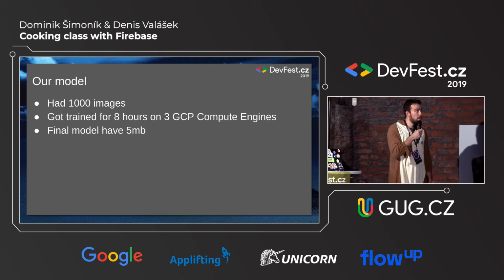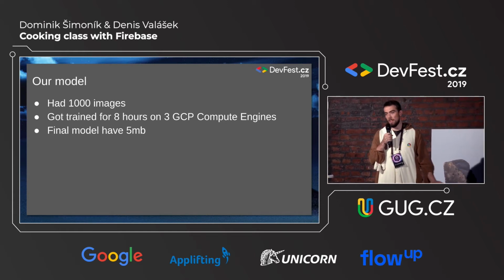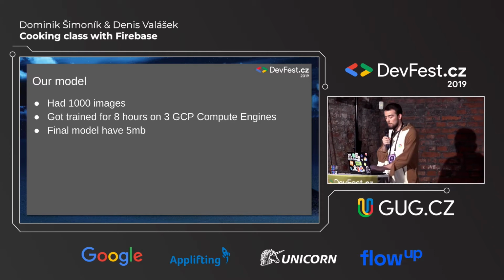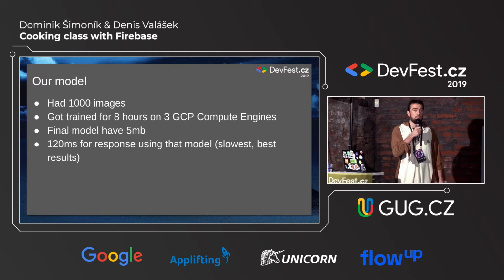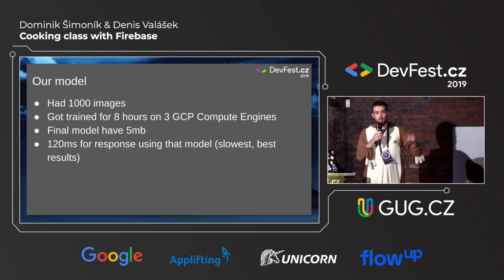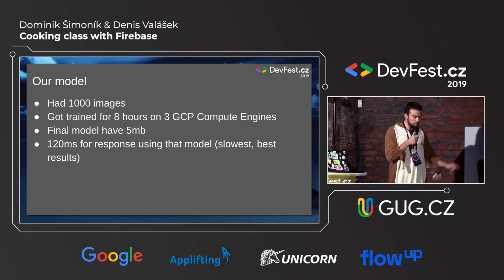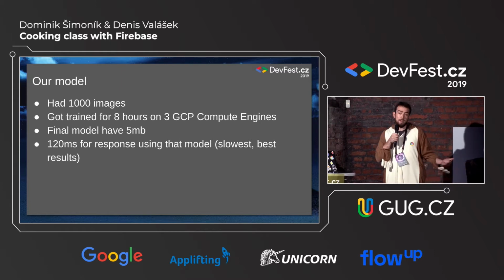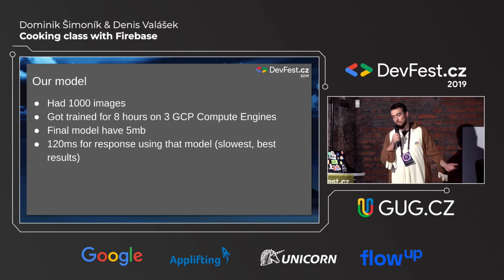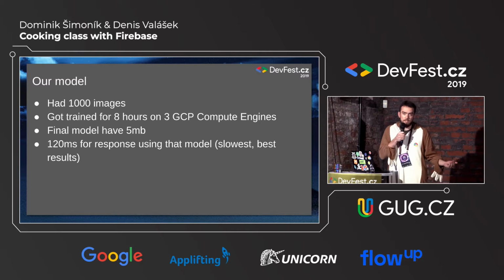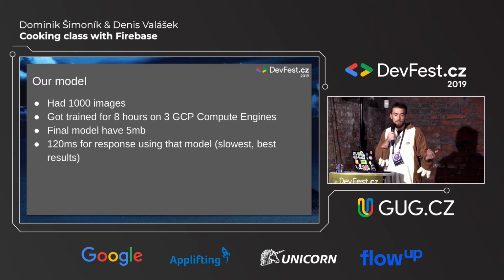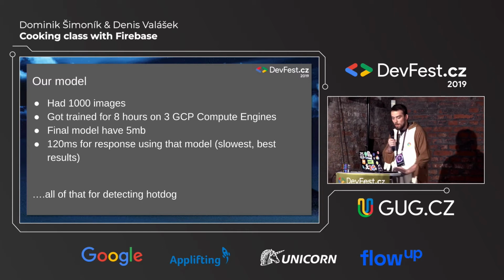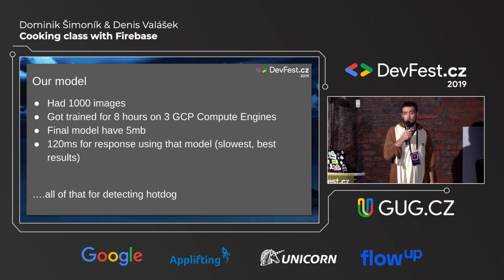It would train for 8 hours using 3 GCP compute engines. The final model is 5 megabytes. I marked it as the most complex one. It runs at about 120 milliseconds per response while you wait for that model on the device. Slowest, but best results, like I have to know if it's hot dog or not hot dog. And yeah, all of that for detecting hot dog.